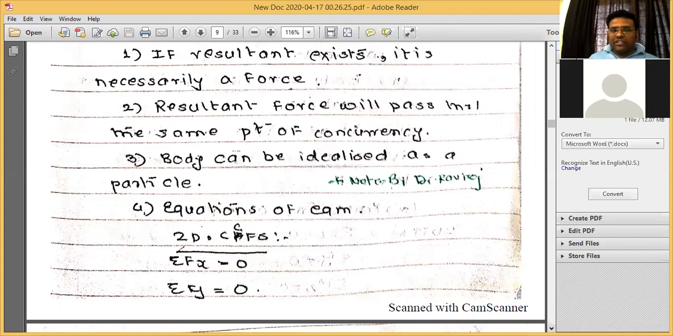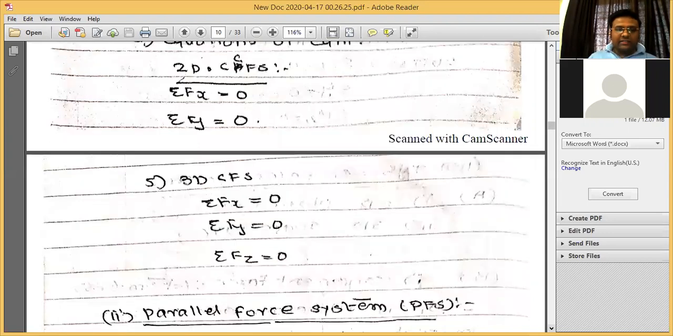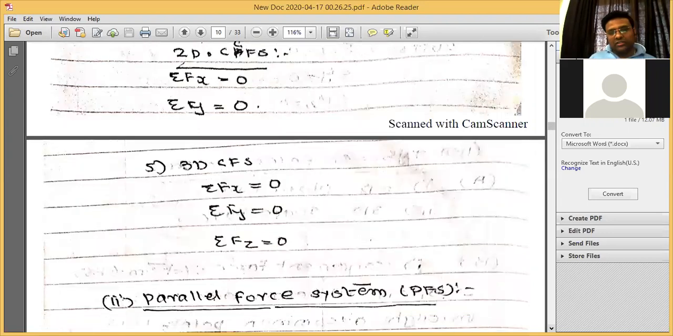Then the equations of equilibrium in a two-dimensional force system are summation Fx equal to 0 and summation Fy equal to 0. Then in a three-dimensional force system, it will have an additional equation. We are calling it summation Fz is equal to 0.